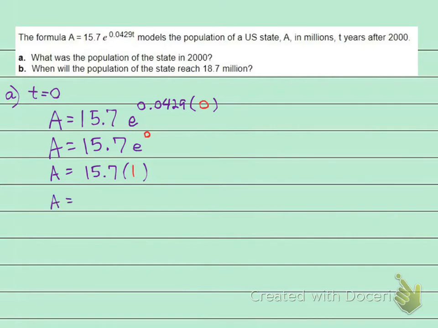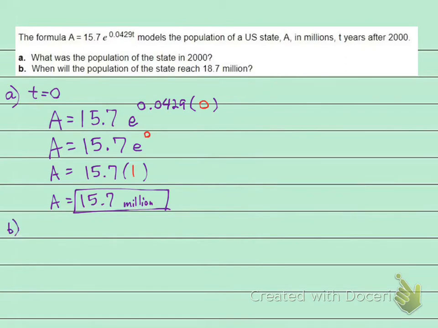Okay, so this makes sense that the population is 15.7, and that's in millions. And that's where we started. So that's the answer for the first part: 15.7 million. Part B.